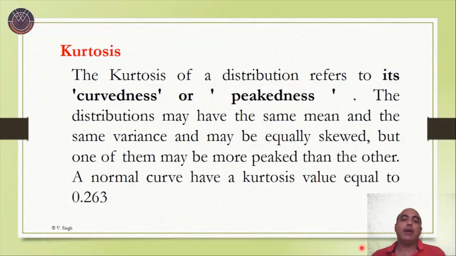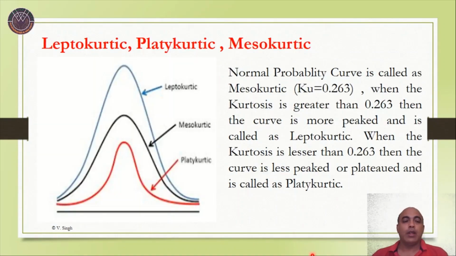Now we will learn a little bit about kurtosis of a curve. The kurtosis of a distribution refers to its peakedness or thickness. The distribution may have the same mean and the same variance and may be equally skewed, but one of them may be more peaked than the other. A normal curve has a kurtosis value equal to 0.263, which we have discussed in the earlier part of this video. Now you can see the figure.